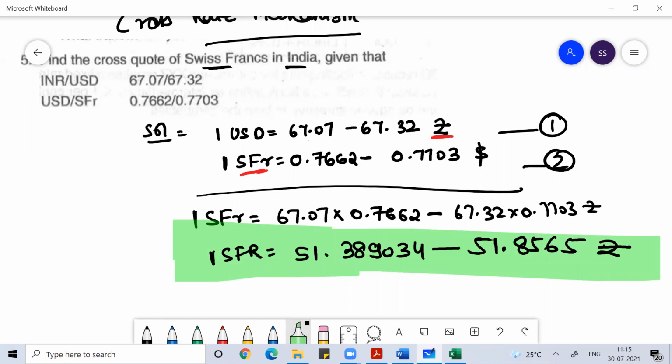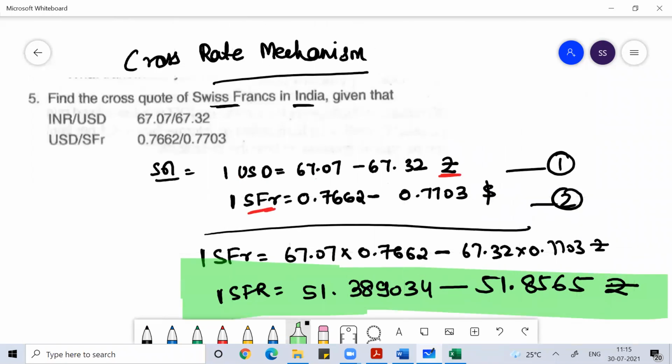Simple. Clear, everyone? Anyone any doubt?